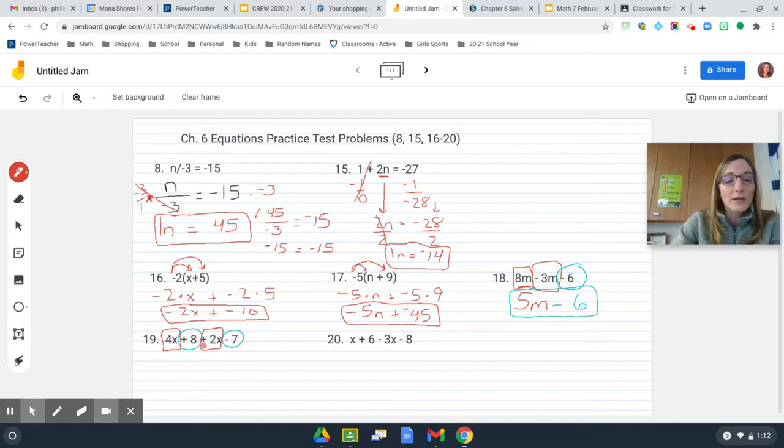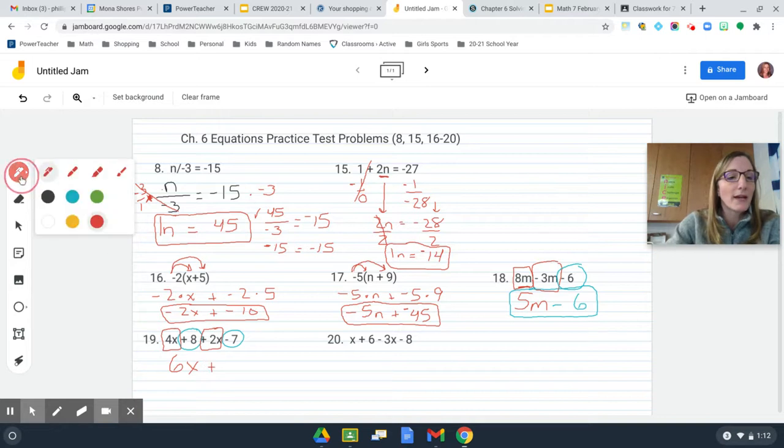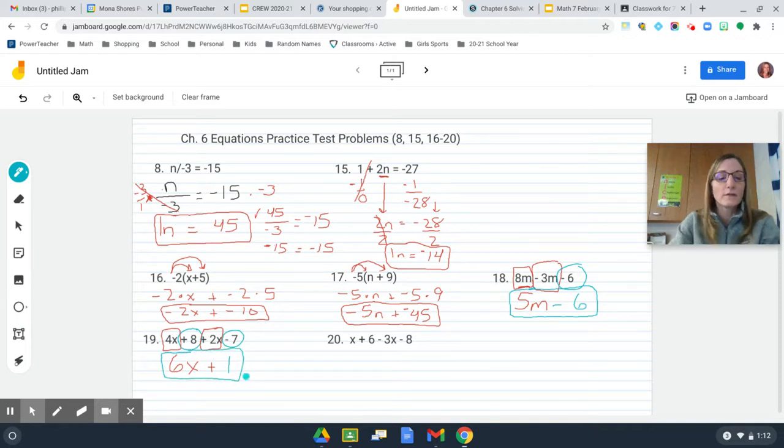So I'm going to combine 4x plus 2x. I have 6 x's there, 6x. Plus, now I'm going to combine my constants. Positive 8 and a negative 7, or really it's just 8 minus 7, 1. So 6x plus 1. Final. Again, as simplified as I can take that expression. One last one, number 20.